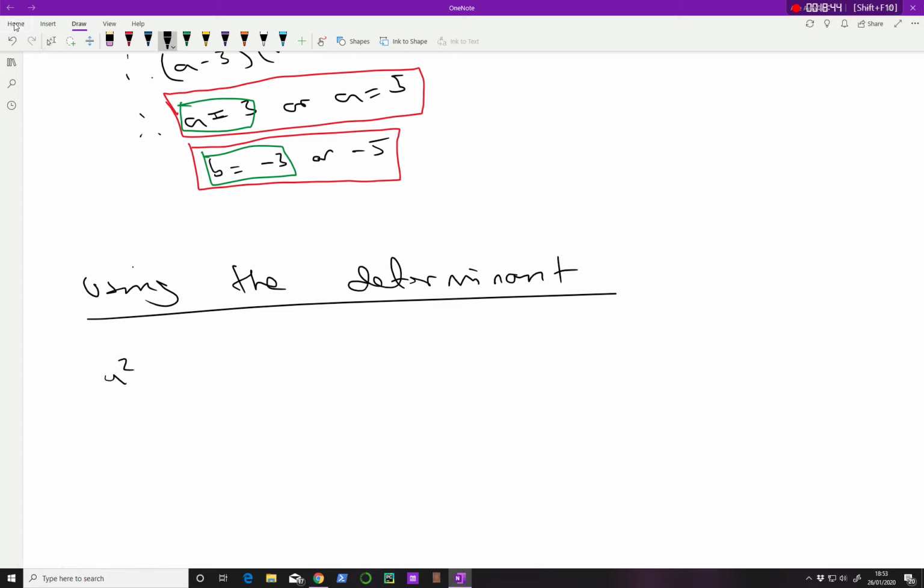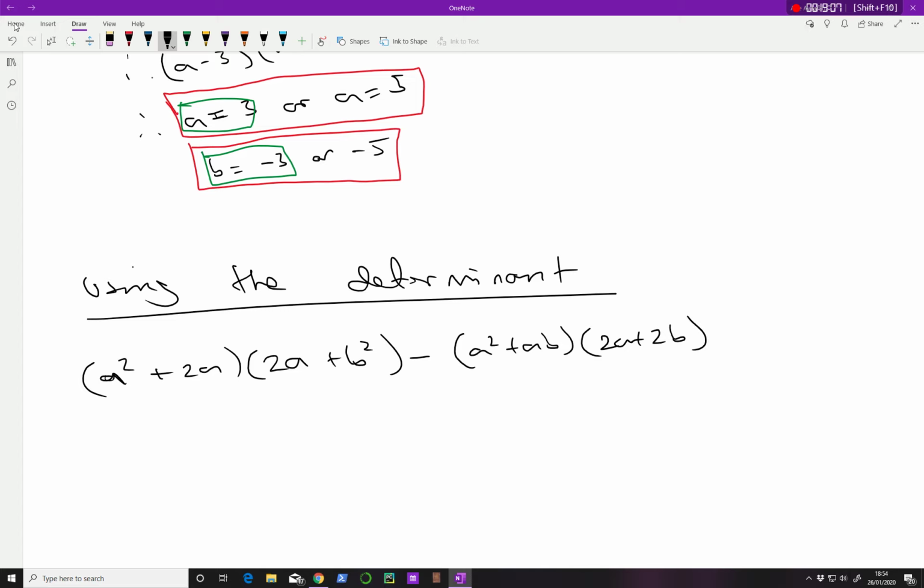So a squared plus 2a times 2a plus b squared, minus a squared plus ab times 2a plus 2b. Okay, now what do I equal that to?